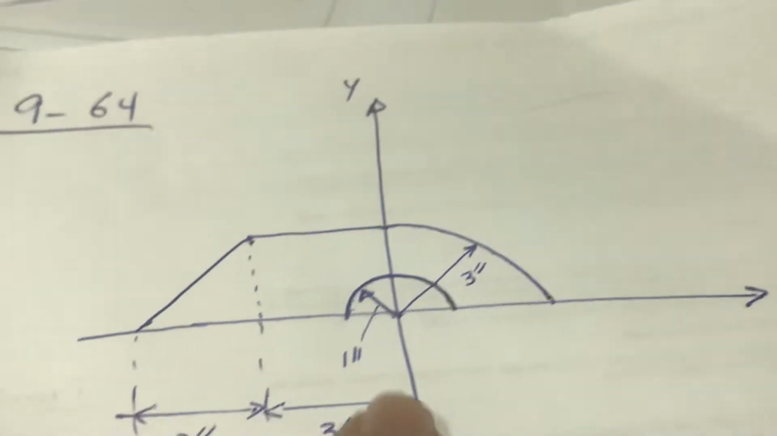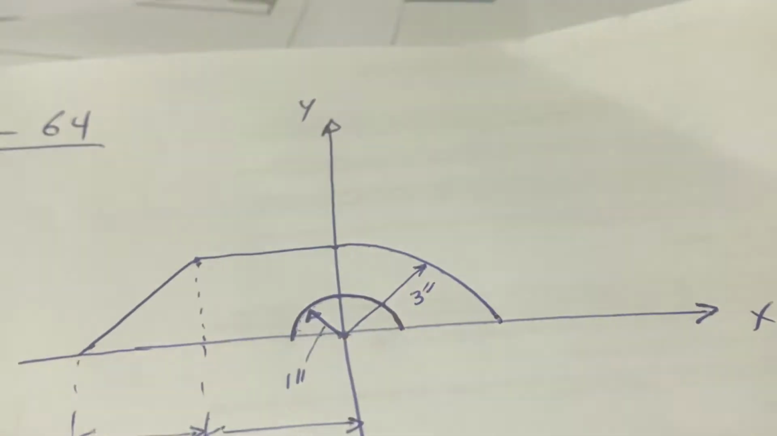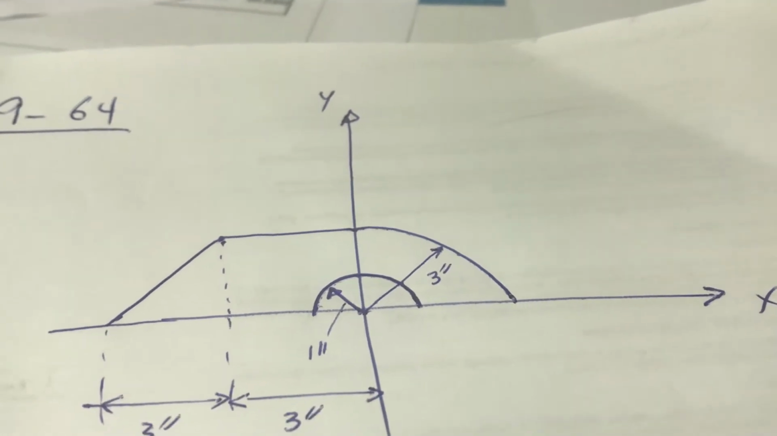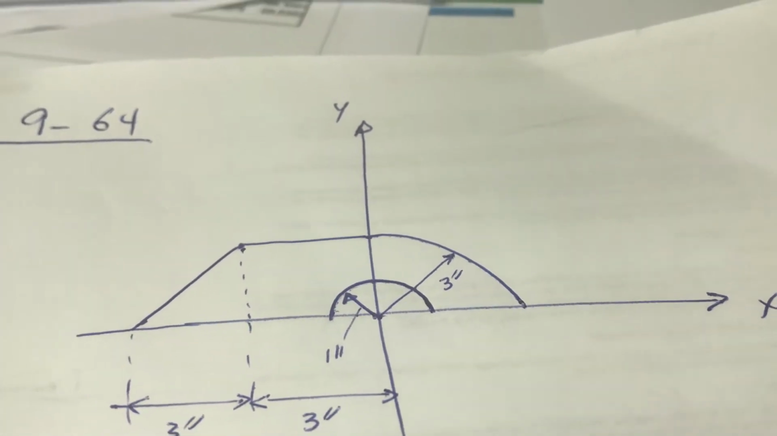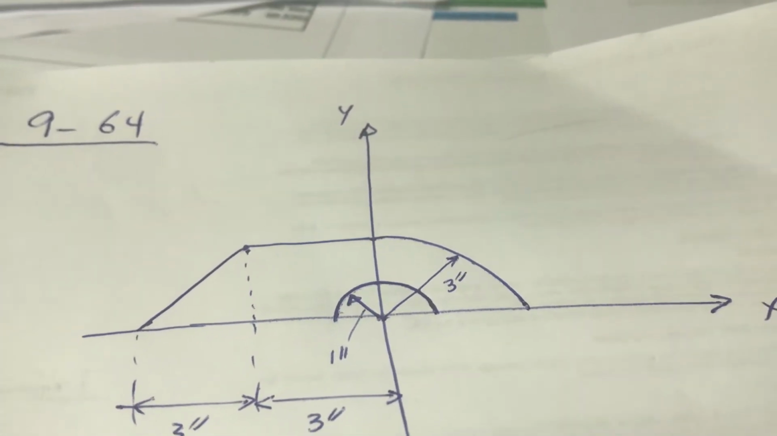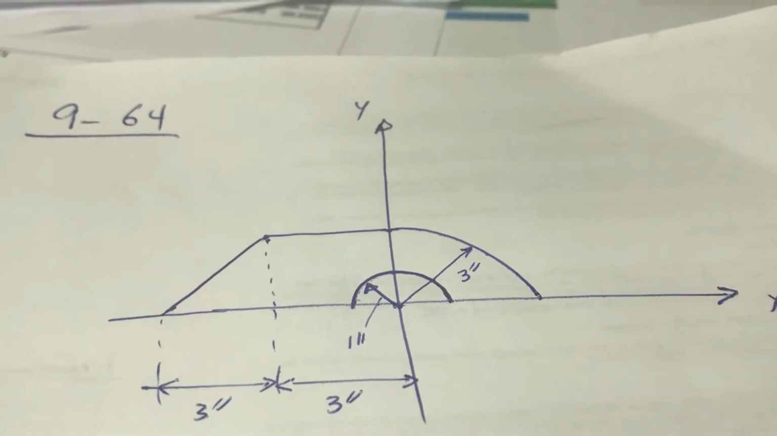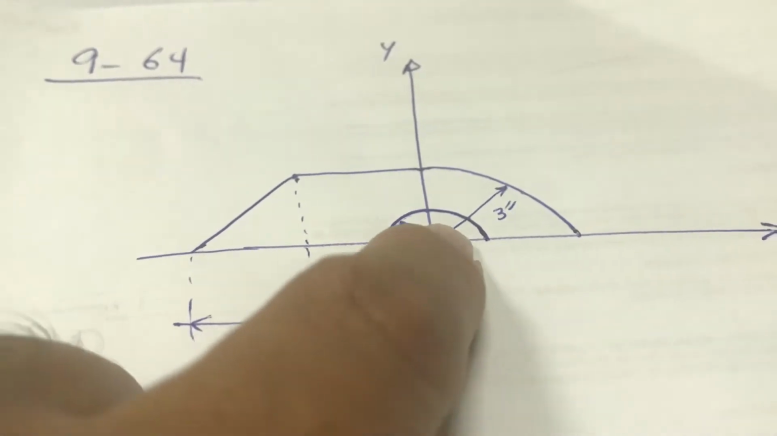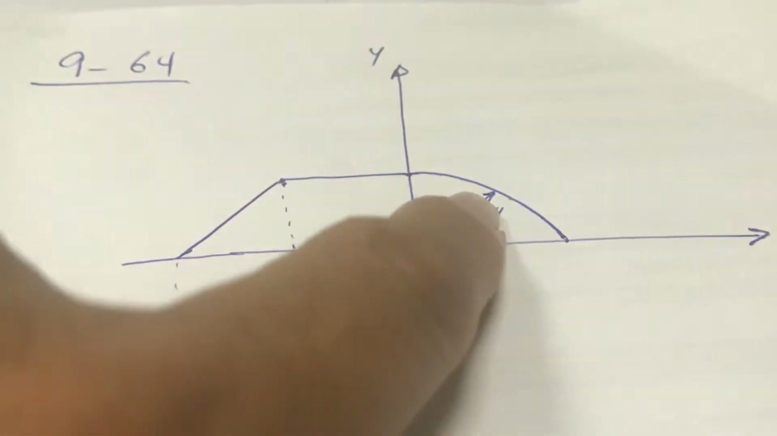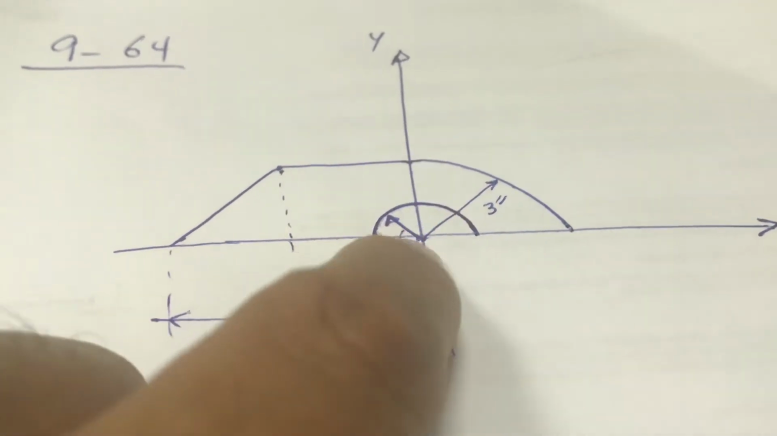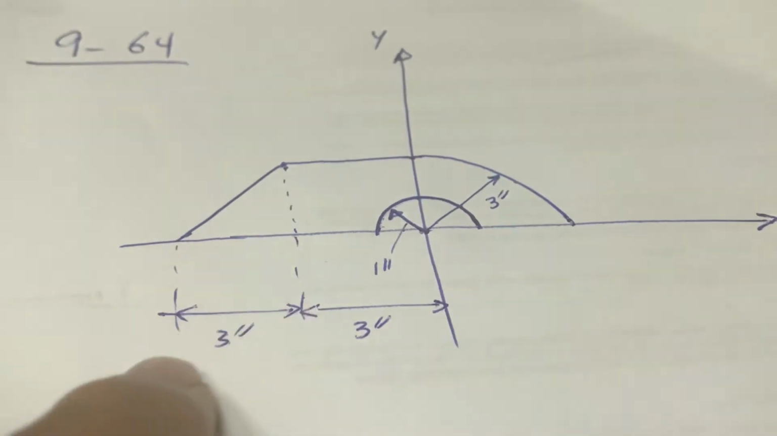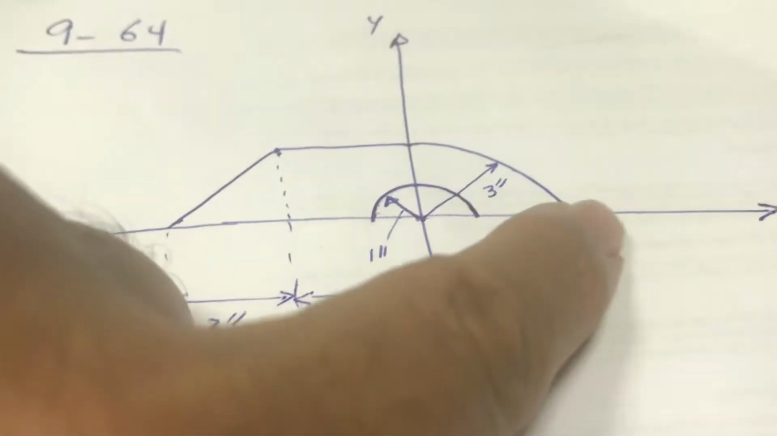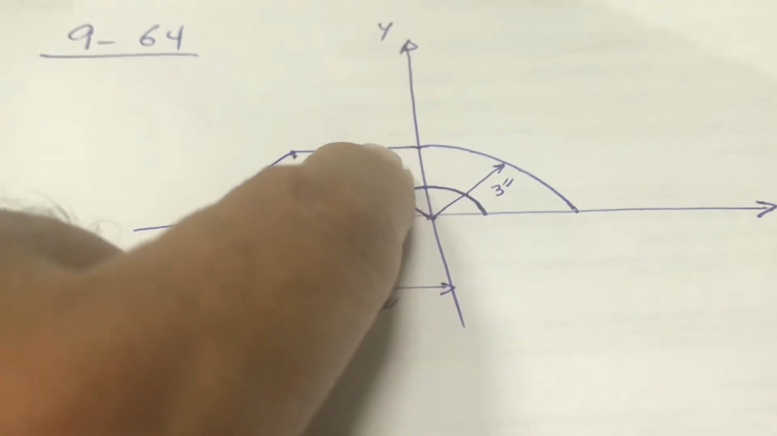So the 1/4 of a circle is 3 inch, and the small open space according to the question was 1 inch, and the square is 3 inch. You can see the circle radius is 3 inch, so this is 3, and this is 3 inch, and of course it's the same thing, 3 inch all the way.